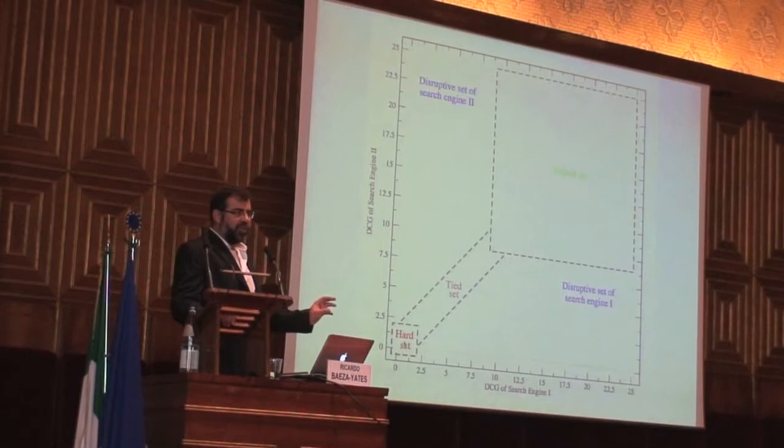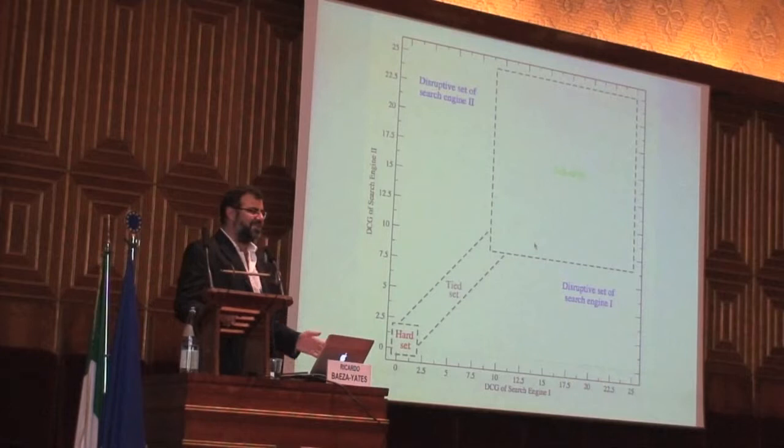So both search engines have problems here. And then you have these two sets where one search engine, search engine two, is better than the other, search engine one. But this set, search engine one is better than search engine two. I'm sorry, I can't tell which one is which, right? But we will see examples.